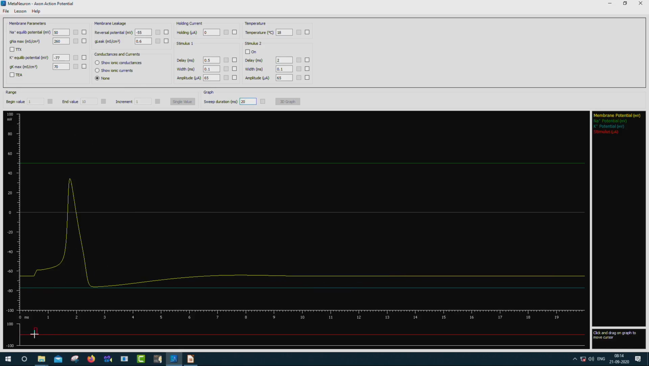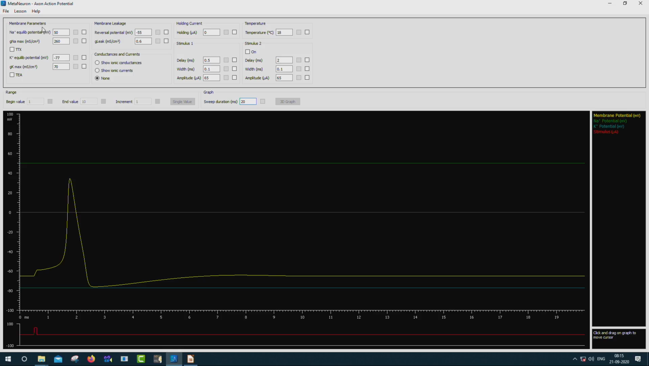So just to reiterate, the red trace is the stimulus in microamps. The membrane potential reaches threshold with this level of stimulation and gives rise to the action potential. So this is the upstroke, this is the downstroke, and then it goes below its resting membrane potential. This is depolarization, and this is hyperpolarization, and then after hyperpolarization, it comes back to normal.